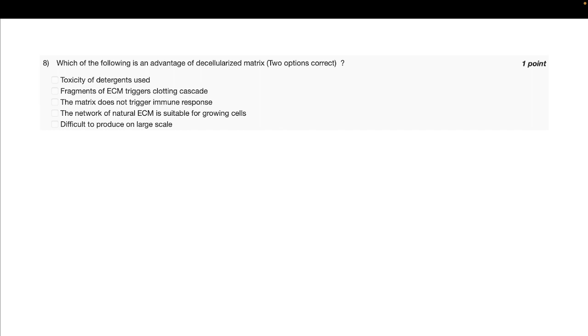So this question again comes up from the tissue engineering part. Options 4 and 5? Can you please repeat? Option 3 and 4. Okay, 3 and 4: the matrix does not trigger immune response and the network of natural ECM is suitable for growing cells. Anybody else wants to give it a try? Option 3 and 4, ma'am. Option 3 and 4. Okay, thank you.